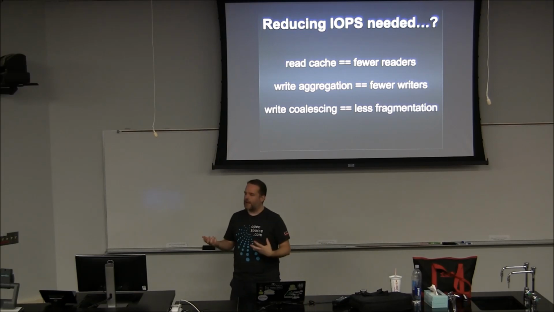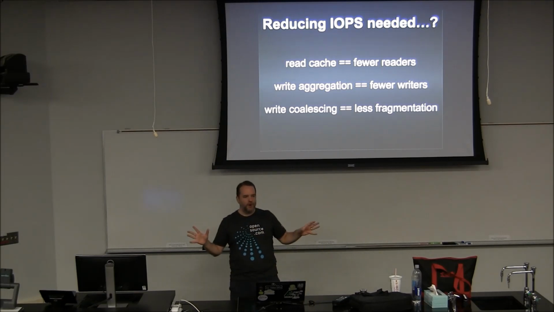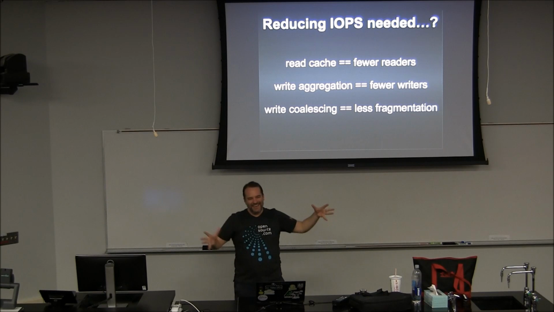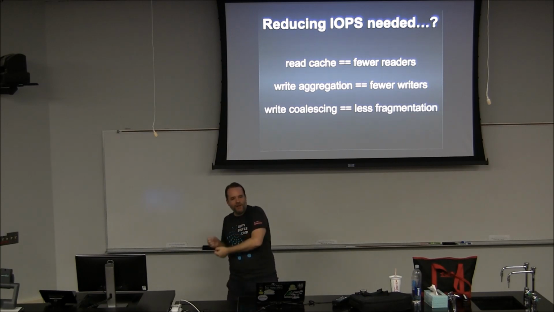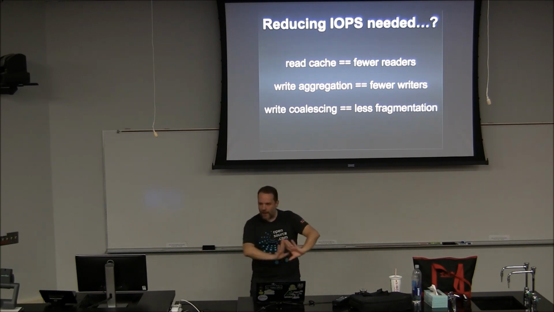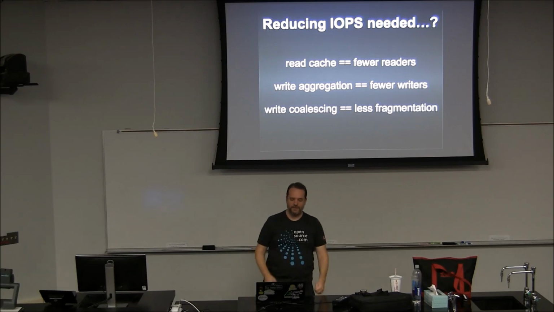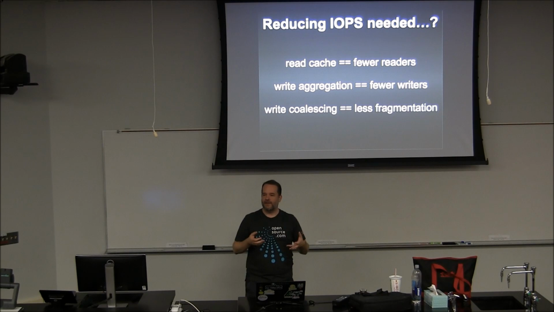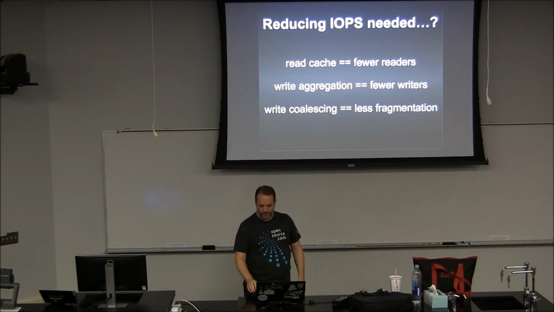If you do write aggregation, say you've got 30 different people that are all trying to write little bits of data to the disk, rather than just immediately writing this here and that there and that there, you just coalesce it in memory for a while until you've got a nice big chunk of it and then write it all out at once. That's a lot fewer IOPS. And when you're doing write coalescing, that also means you're liable to have less fragmentation because you can write this stuff in a nice smooth stream.